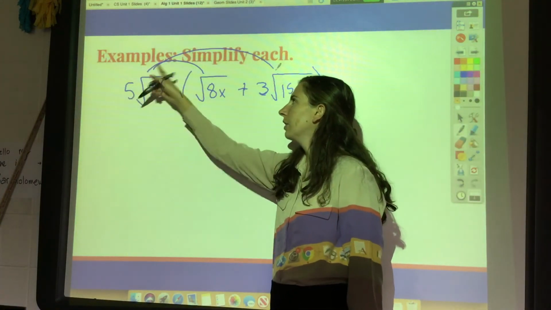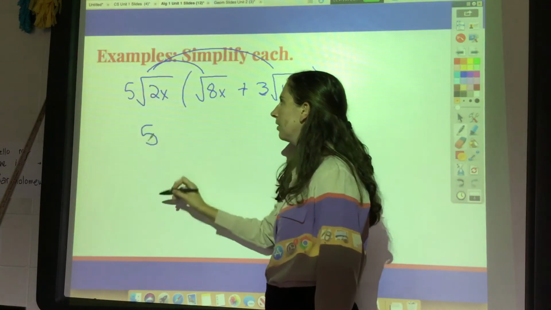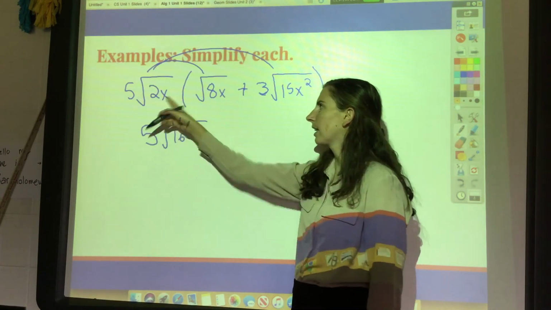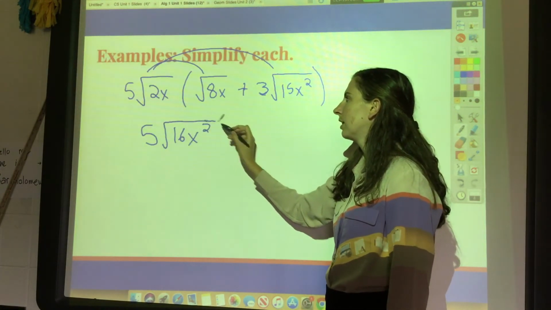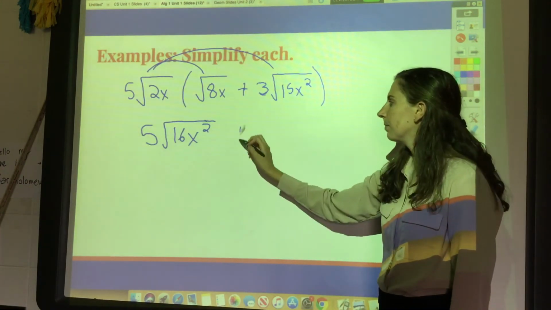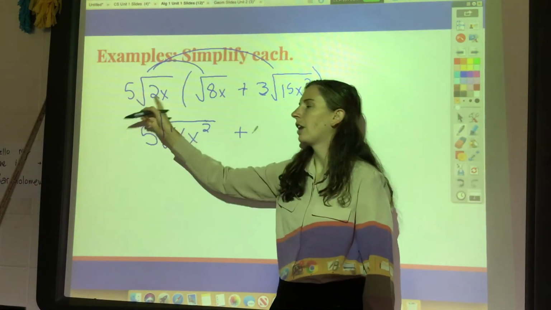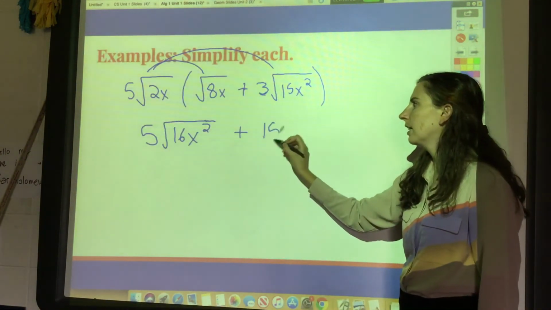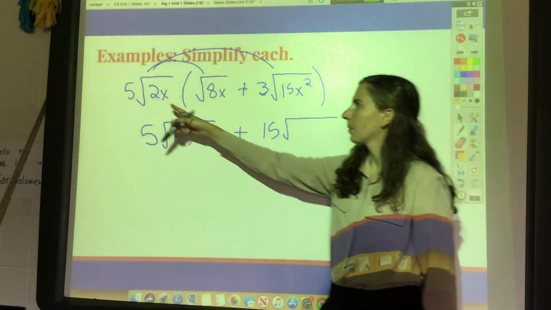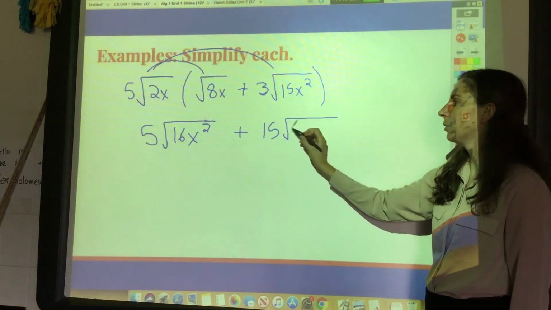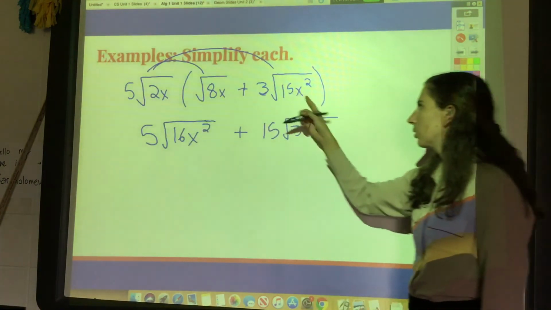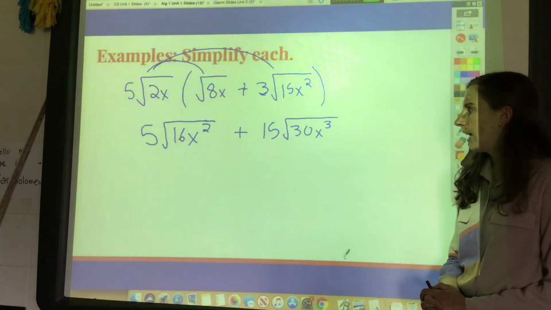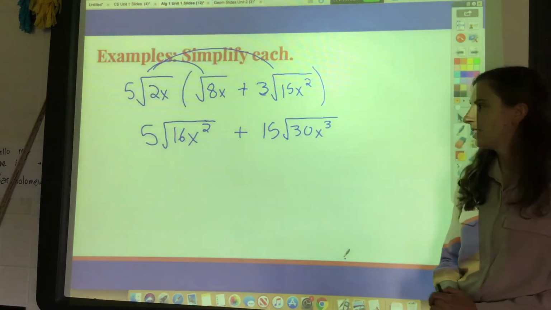So 5 has nothing to multiply by, so it's just 5, and 2x times 8x is 16. x times x is x squared. Plus, now I'll do 5 square root of 2x times all of this. 5 times 3 is 15, and then under the radical we've got 2 times 15, which is 30, and x times x squared, which is x cubed. And I'll just break these down a little bit.